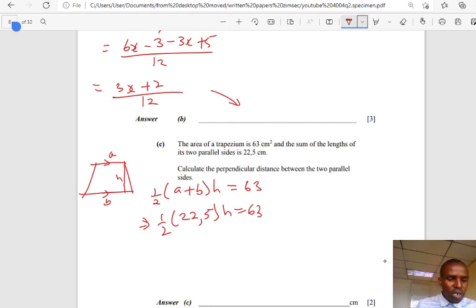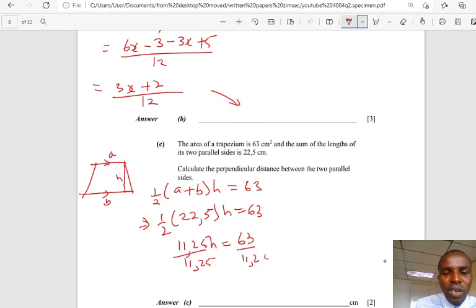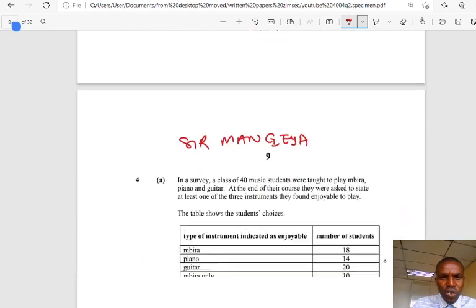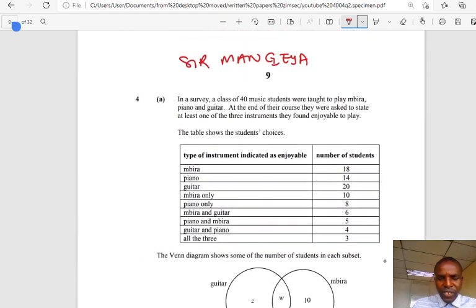divided by 2 is 11.25 is equal to 63. Then divide by 11.25 both sides, you get your h is equal to 63 divided by 11.25, which is 5 and 3 over 5, or we can write it as 5.6. So it's 5.6 centimeters. It's straight, not even rounded off. It's just a straight answer.